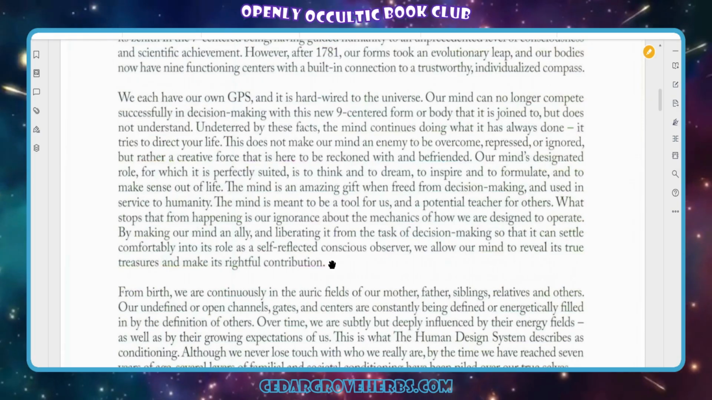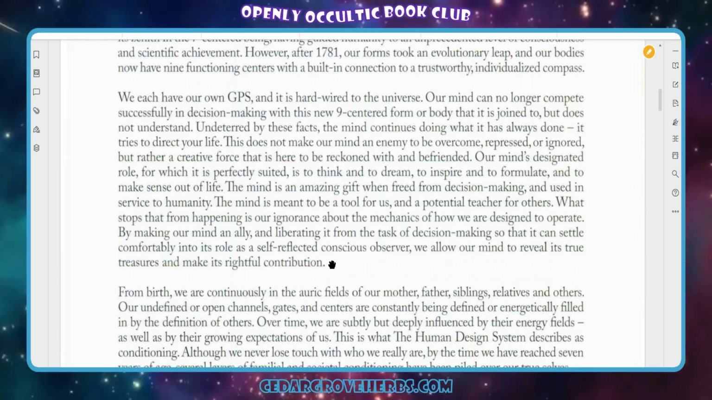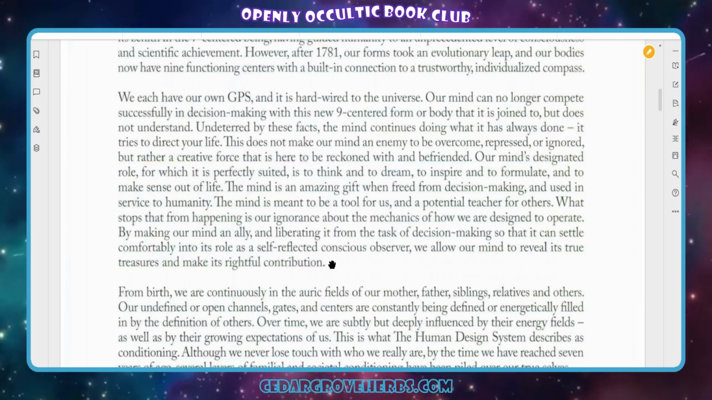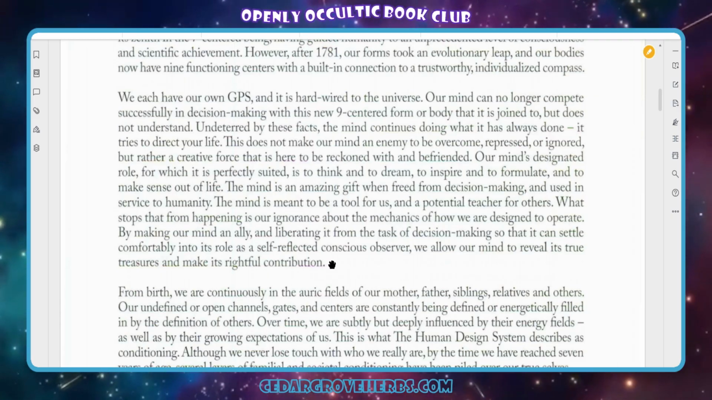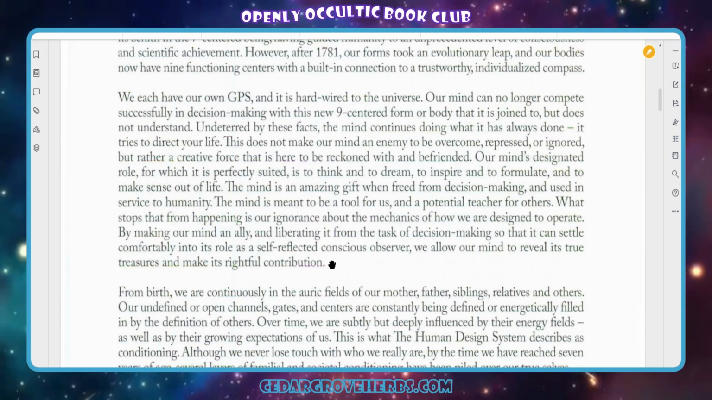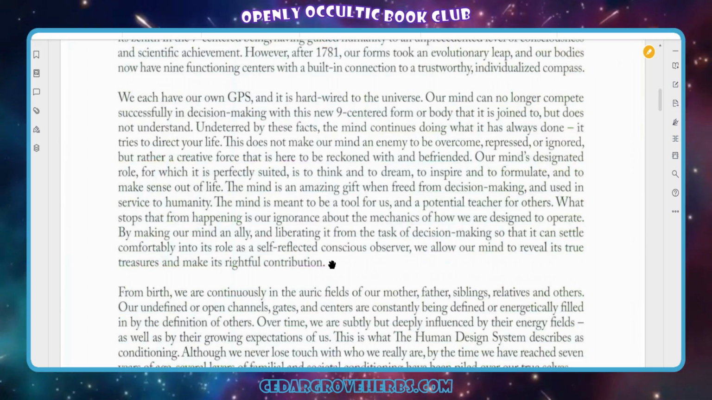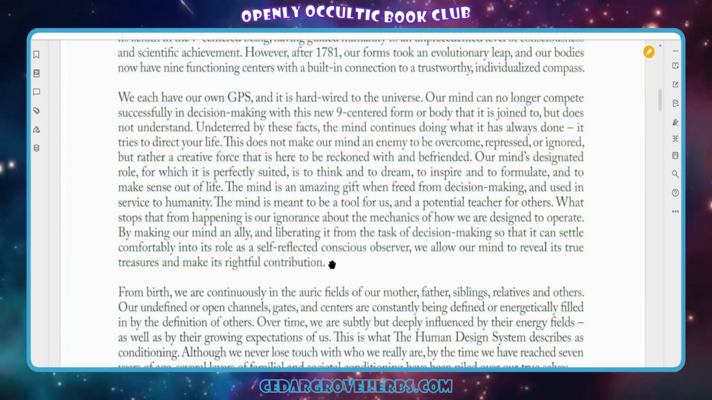By making our mind an ally and liberating it from the task of decision making so that it can settle comfortably into its role as a self reflected, conscious observer, we allow our mind to reveal its true treasures and make its rightful contribution.